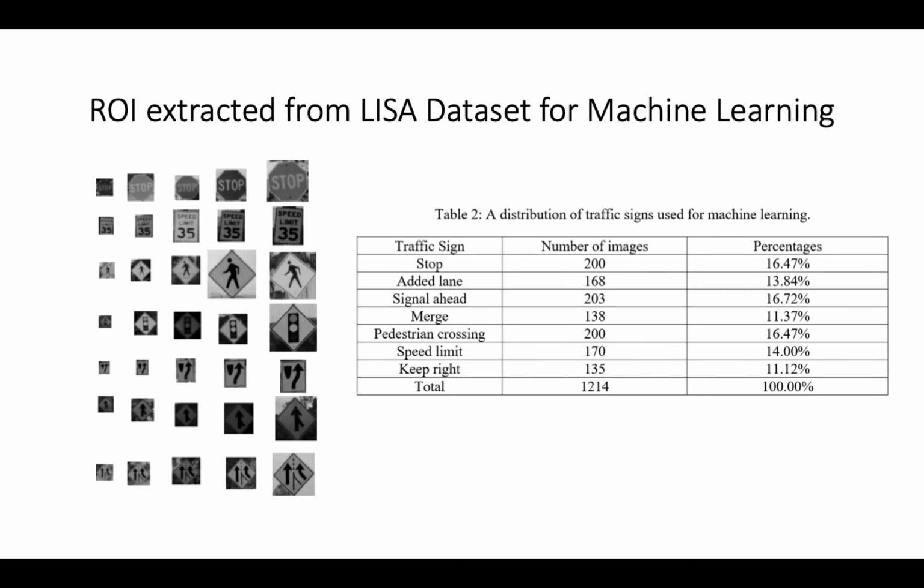Here are the ROI images extracted from the LISA dataset for machine learning. In this project, there are 7 categories with varied image sizes. All 7 classes are balanced with roughly the same number of training instances.